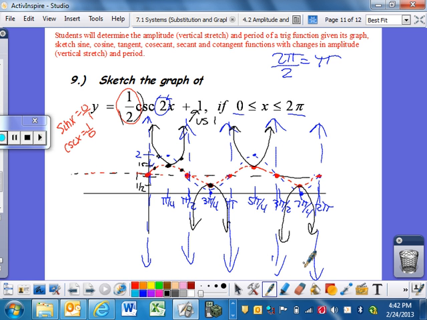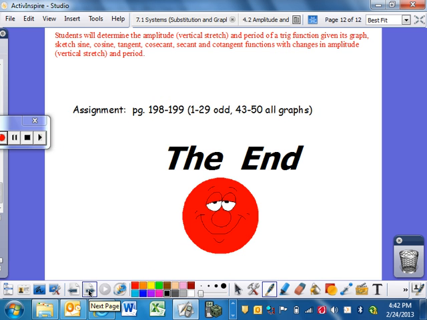Alright, so there's a quick example of what we would be looking for, and we will definitely be working on these a lot more as we continue on the rest of the class.